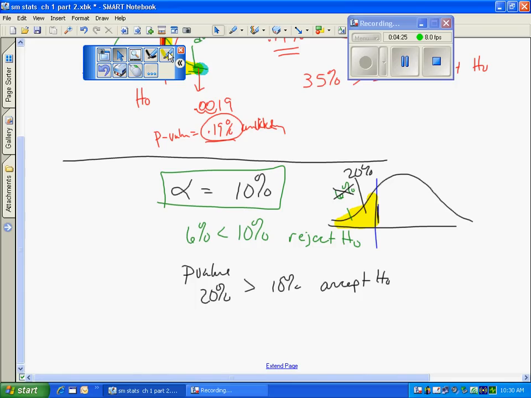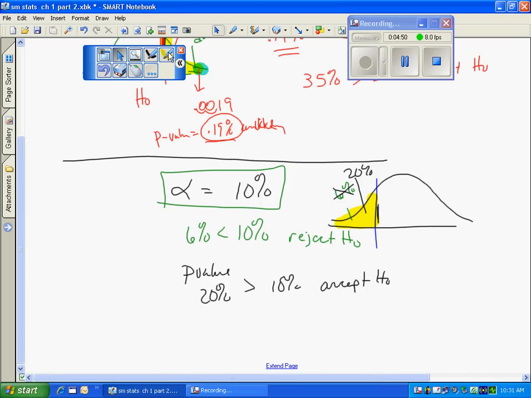So what you're doing with a p-value and an alpha is you're comparing them. The alpha is the marker. It is telling me when to accept and reject. How unlikely does my data need to be before I reject? It needs to be 10% unlikely or less. 20% unlikely, that's not too bad. It's not low enough to reject, so I must accept my null.